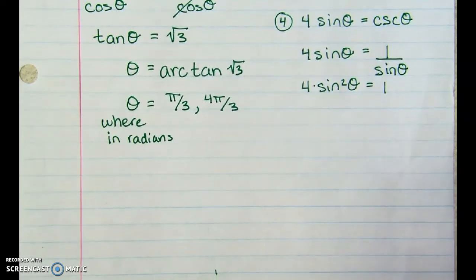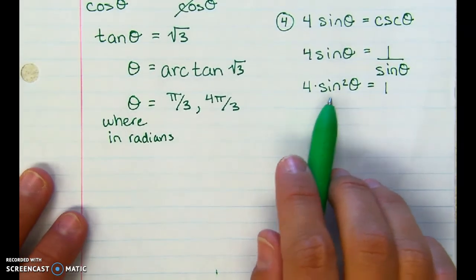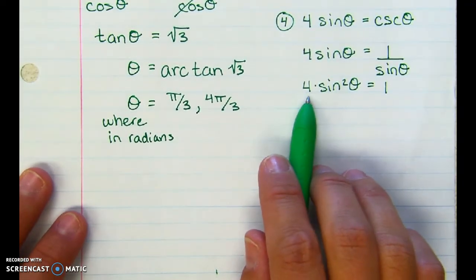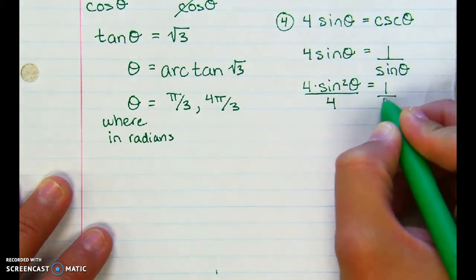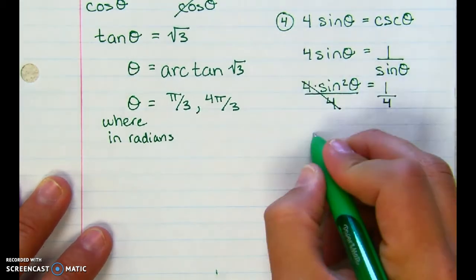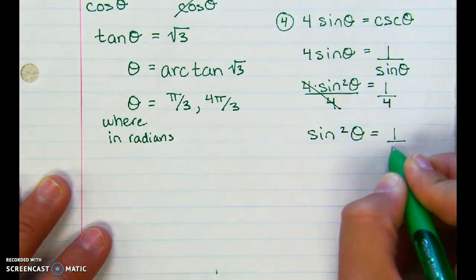What's our next move? We need to get sine by itself. Oh my gosh, I'm excited. Okay, let's get sine by itself. So what do we do with the 4? We can divide by 4, right? Now we have sine squared theta equals 1/4.